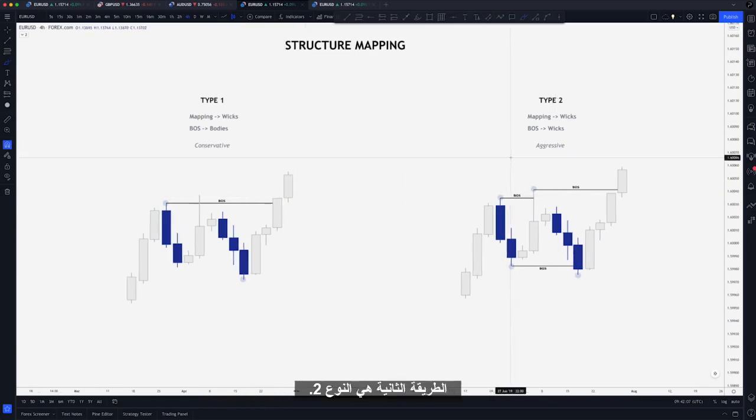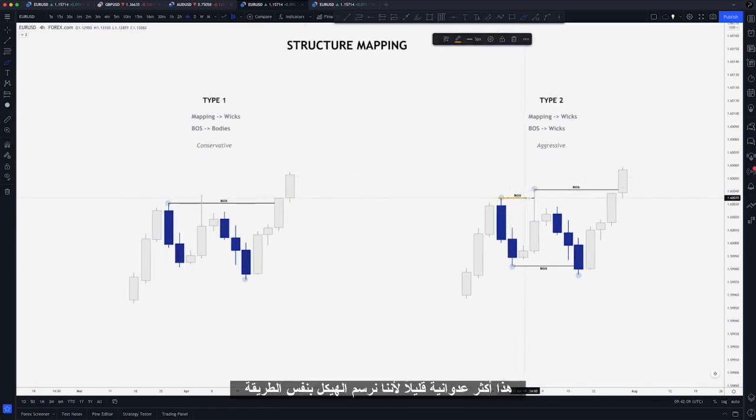Now, the second way is type 2. This is a bit more aggressive because we map structure the same way from wicks, but we only need to see price literally just wick it for there to be a break of structure. So as you can see, this is the exact same price action, but you can see how the trend changes a lot more quickly. It's a lot more aggressive. You get those turning points a lot sooner because as soon as price breaks that high, that then gives us our higher high.